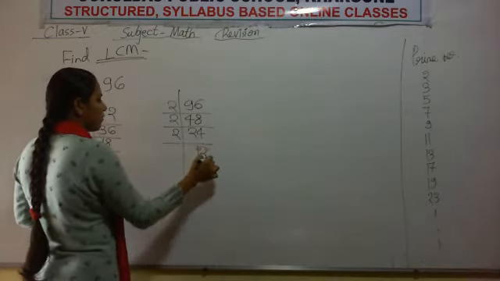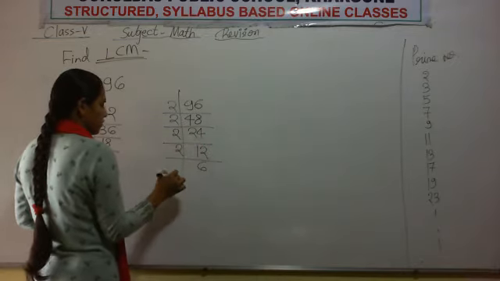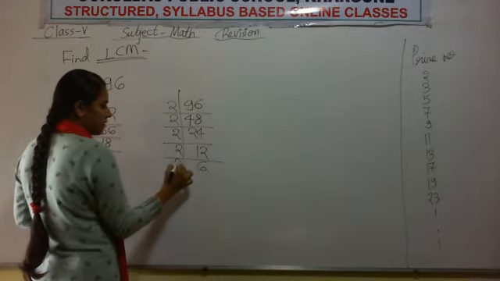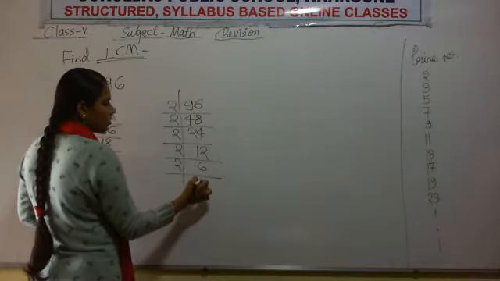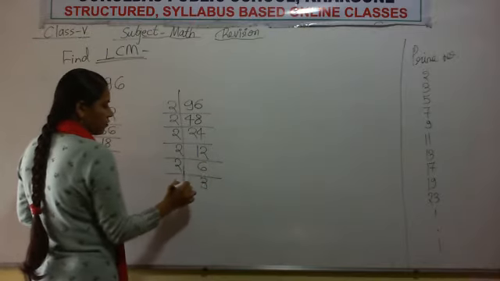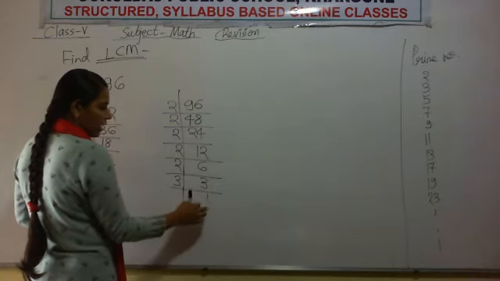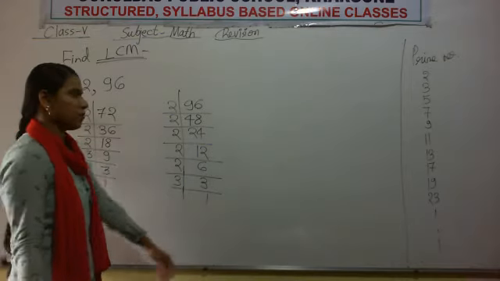2 1s are 2. 2 2s are 4. 12. 12 is also an even number. So we are dividing by 2. We get 6. 6 is an even number. We can divide it by 2. 2 3s are 6. Now 3 is not an even number. It is only divisible by 3. We get 1. We will stop our division process.